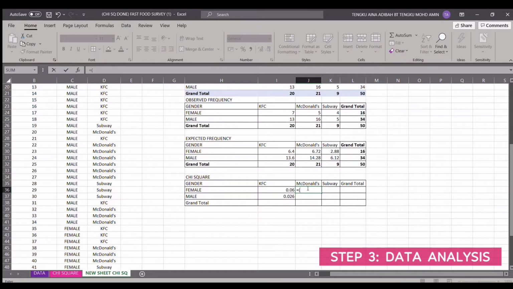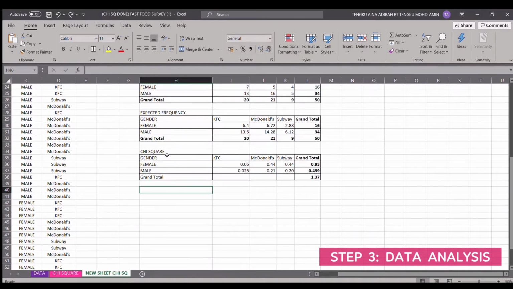Again, I will show it to you again. So observed frequency minus expected frequency of McDonald's female, close bracket, square, then divided by the expected frequency of McDonald's female. Then click enter. So these are the answers. Same goes to all the others.